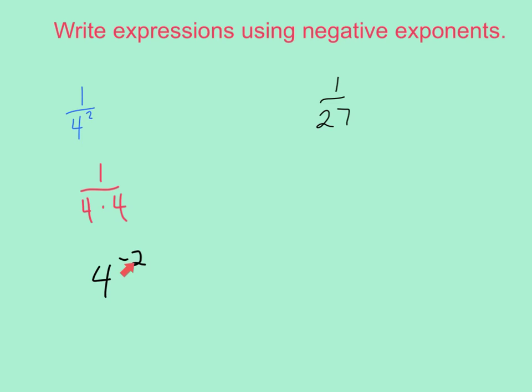So 4 to the negative second power would be the same as this. Now if I wanted to write 1/27ths using a negative exponent, I'd first have to figure out what I times by itself at least once, or maybe more, to get 27. And I know that 3 times 3 times 3 would give me 27. So to write this one, I'd be looking at 3 to the negative 3 power, because 3 is my base number, and there's going to be 3 of them.